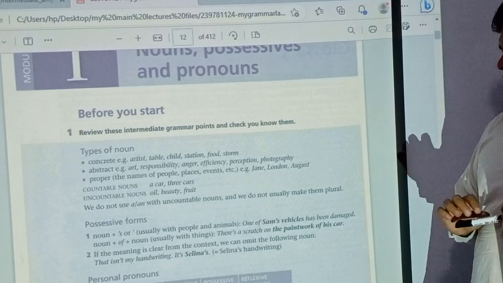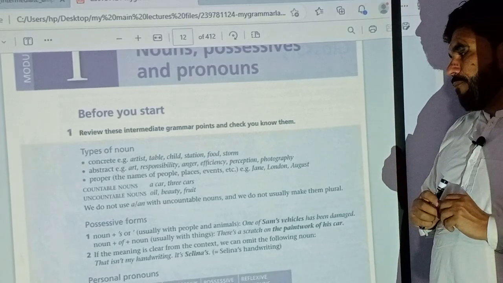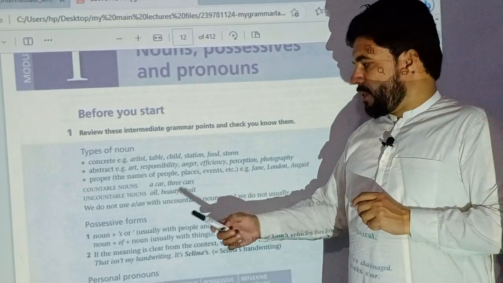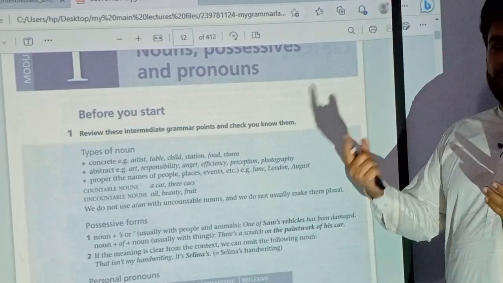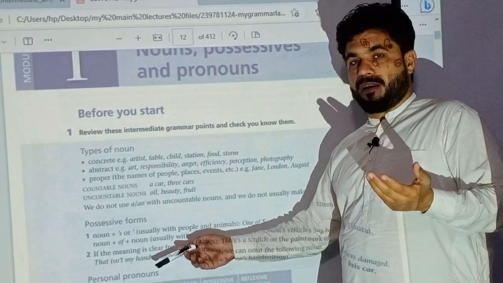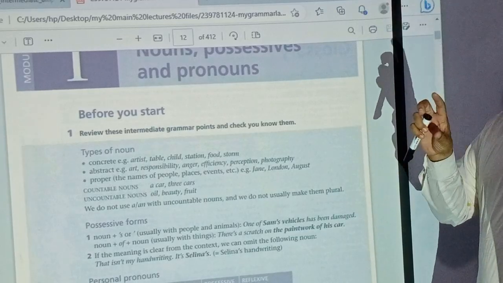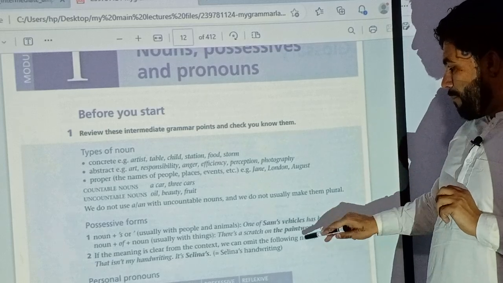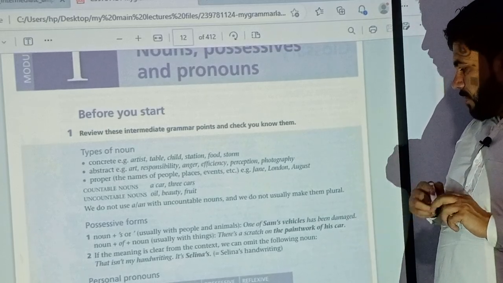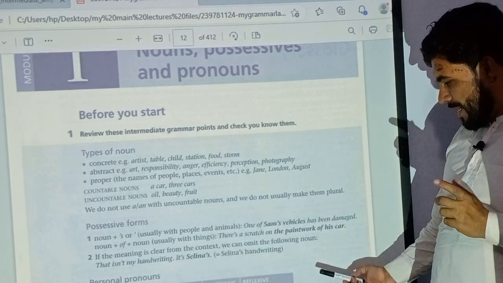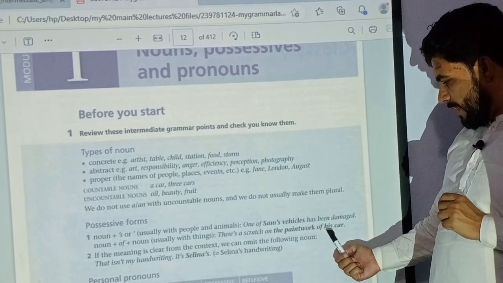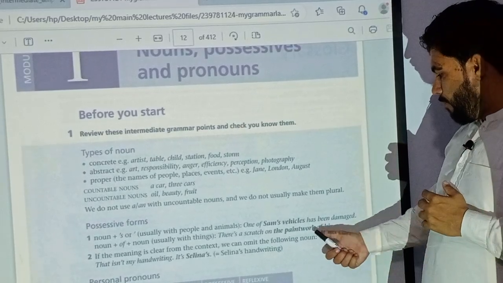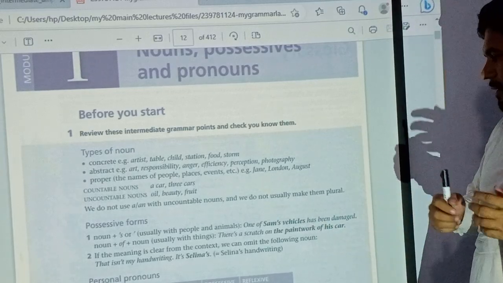Noun plus of plus noun. Now this is another pattern of showing possession of a noun. So when you talk about a living thing, you put an apostrophe with it, and when you talk about non-living things, you put of between two nouns. Like, there is a scratch on the paintwork of his car. So you see, there is paintwork, which is one noun, and his car is another noun phrase. And here we have the preposition of, which is showing the possession of the car, his car. So it's a thing, right?